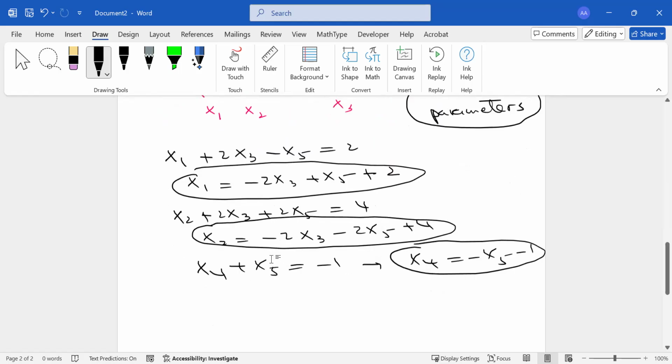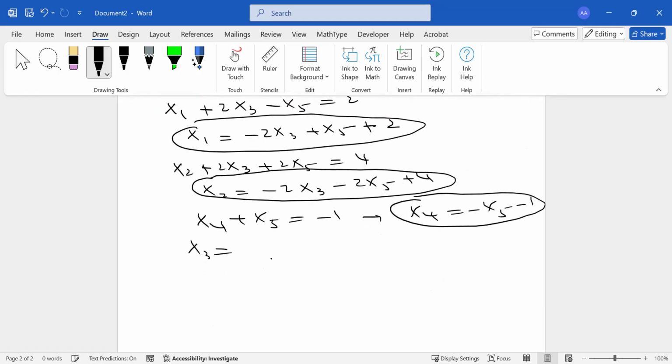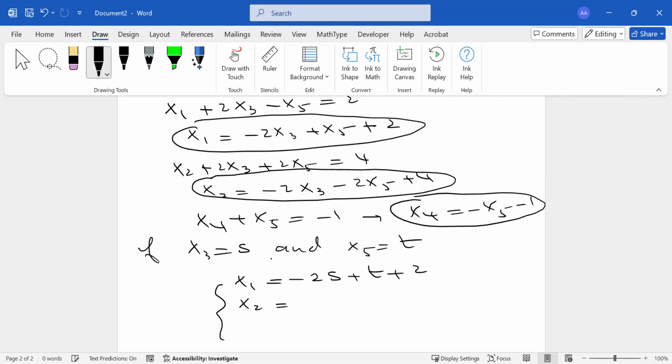So if I choose x3 equal to s and x5 equal to t, what I get is x1 is equal to -2s plus t plus 2. x2 is equal to -2s minus 2t plus 4. x4 is equal to -t minus 1, and then x3 equals s, and x5 is equal to t. You see?